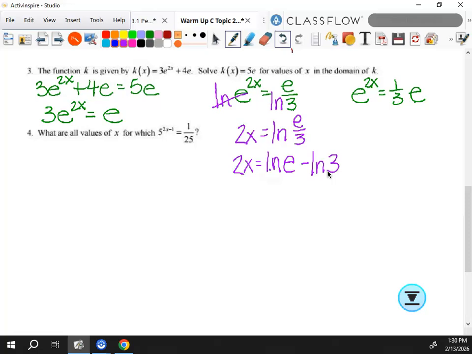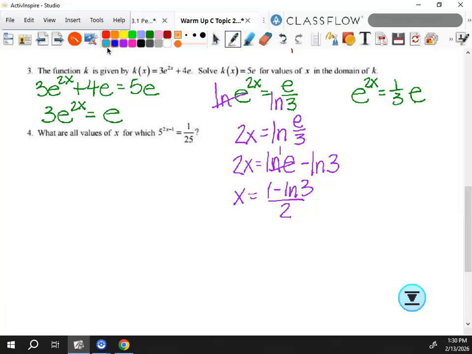Okay, because that's a division, that's our division rule. Now, natural log of e is 1. So then when I divide, I can get x equals 1 minus the natural log of 3 all over 2. That is one acceptable answer. Everybody okay with where all that came from and why? All right. Acceptable answer number 2.